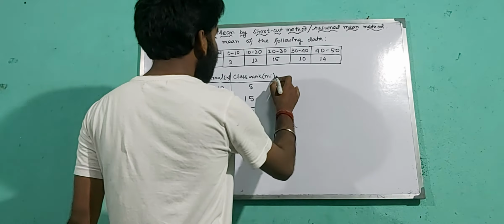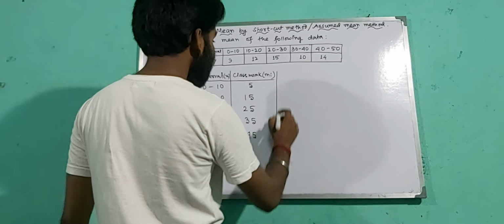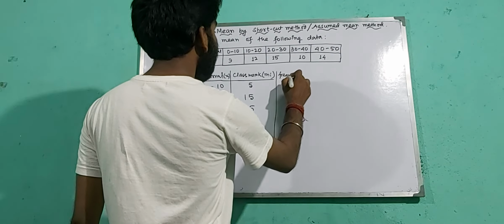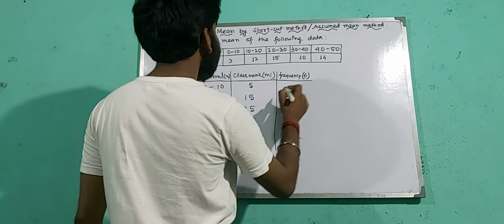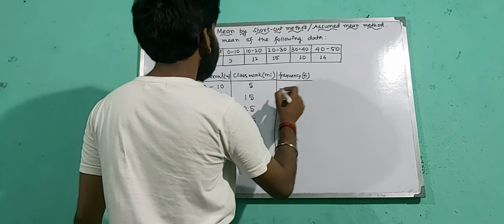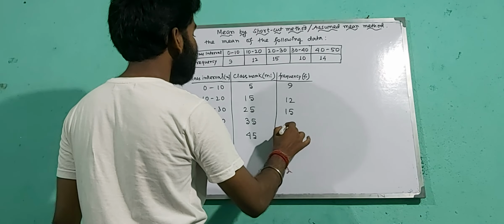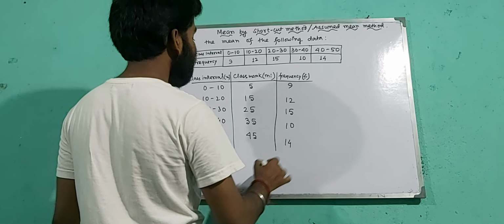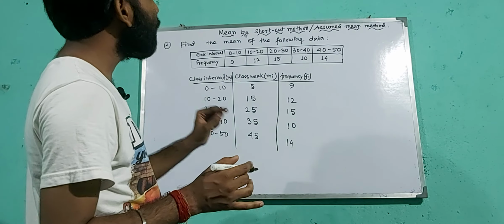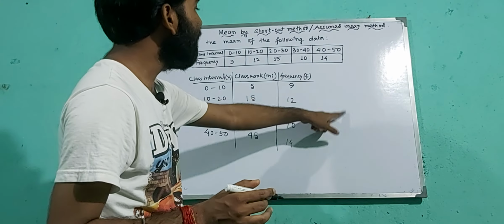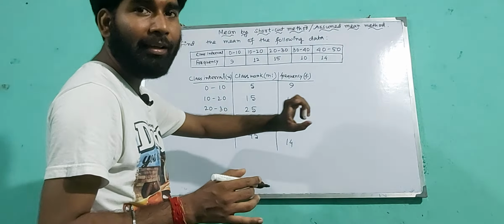Now what will you write? Frequency, that is fi. It is 9, next 12, next 15, next 10, and next 14. Up to this point everything is the same as the direct method. In that case there were 4 columns, here only fi and mi. But in the assumed mean method, we'll have one more column.